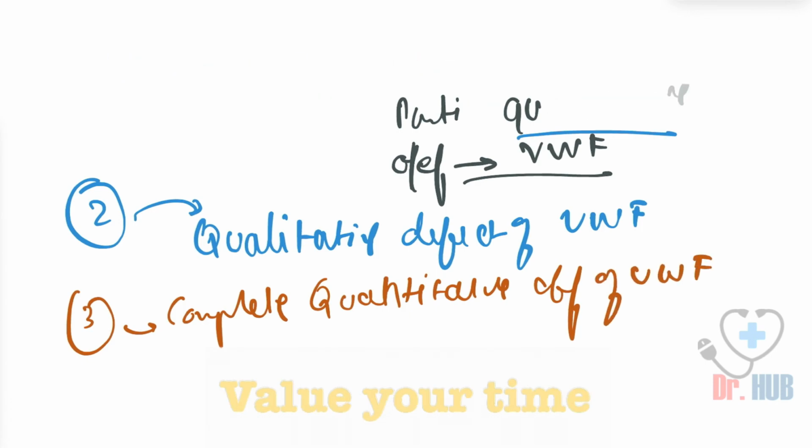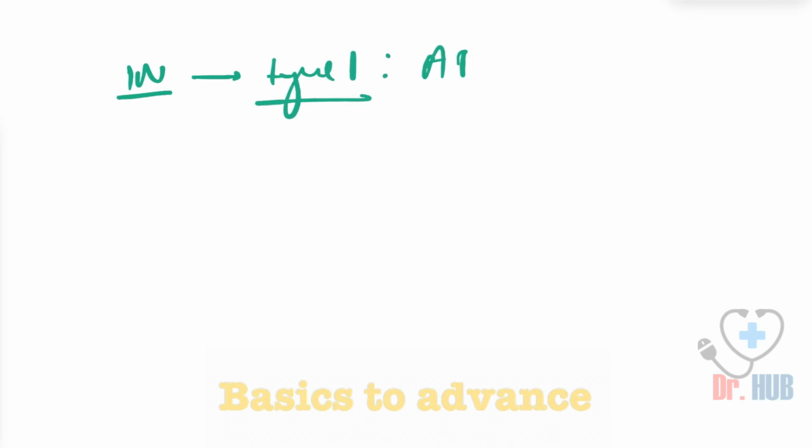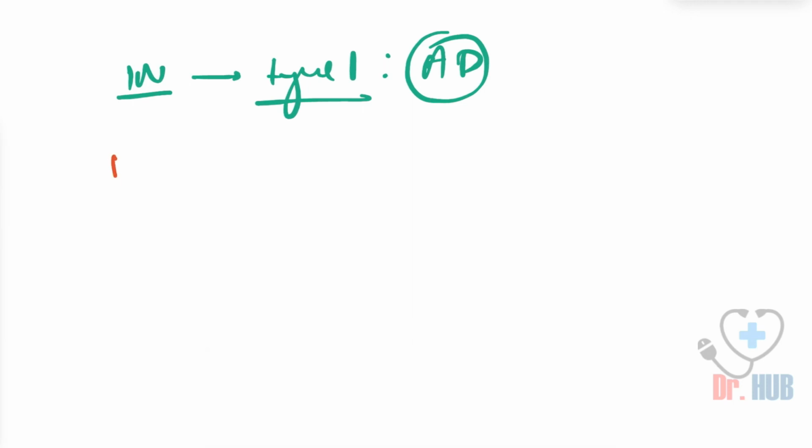So now we saw what the defect is like, and before that we also need to know the inheritance pattern. The most common is type 1, and it is autosomal dominant. Then we look at the mechanism.